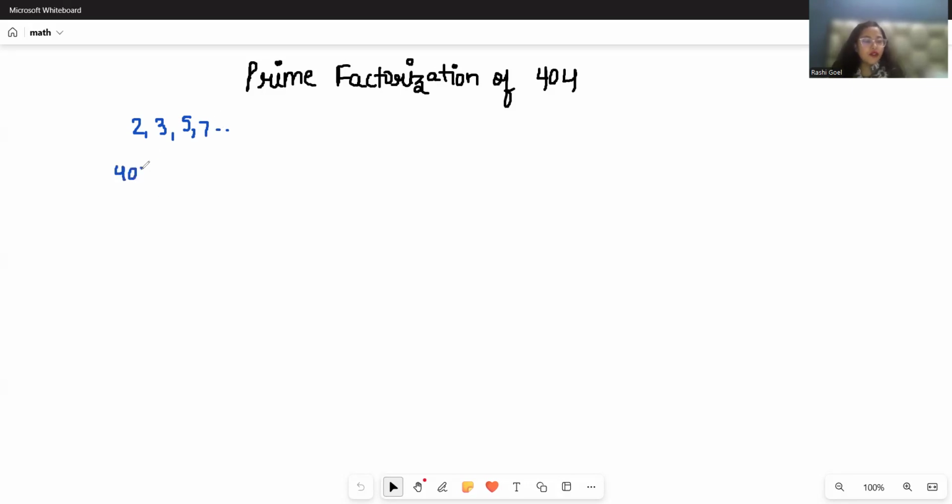So 404, we can see that it's an even number, so it can be divisible by the first prime number, that is 2. 404 divided by 2 gives 202. Now 202 is also even. Divided by 2 gives 101. Now 101 is a prime number.